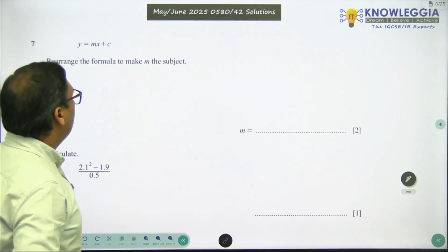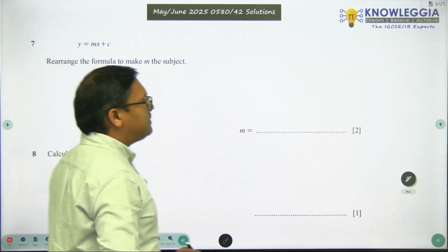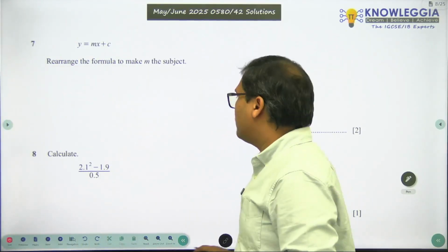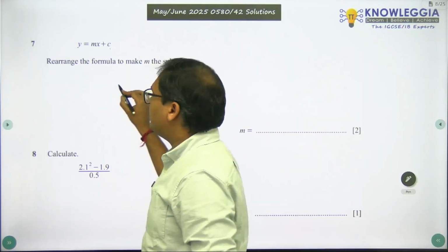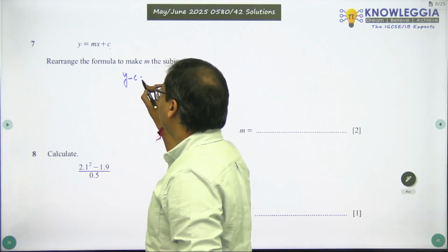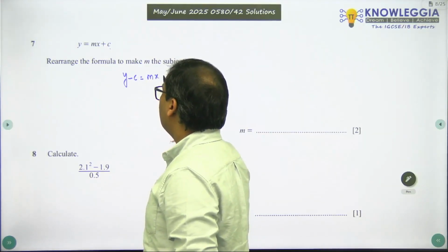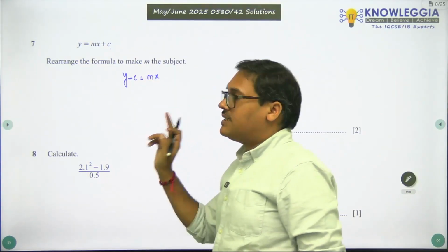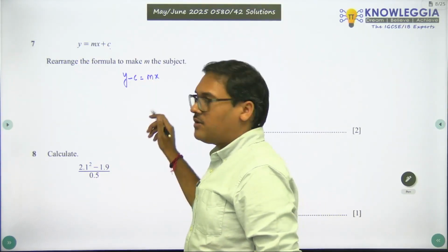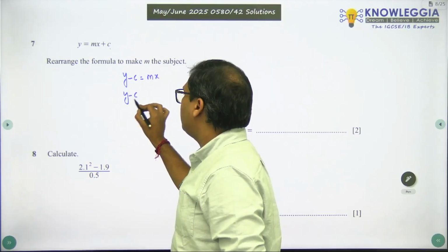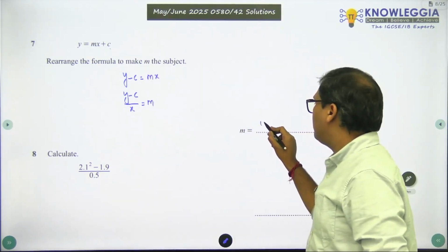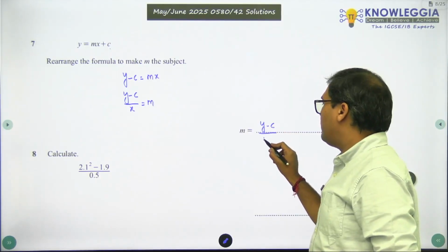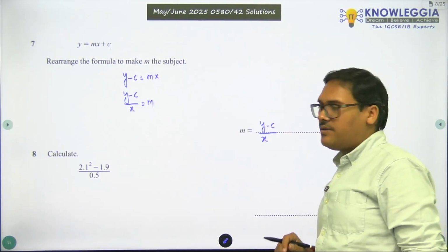Next one. Rearrange the formula to make m the subject. So you have to just rearrange this to get m the subject. So just remove this c. Subtract c from both sides. This is y minus c is equal to mx. Now you have to make m the subject, so you will divide both sides by x. So this is y minus c divided by x equal to m. So what is the answer? m is equal to y minus c upon x. That is the answer.